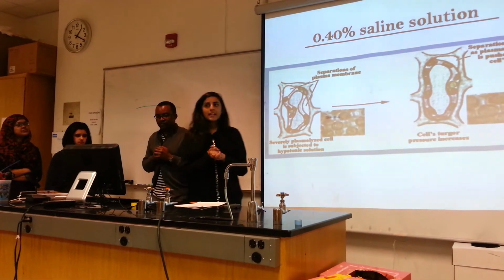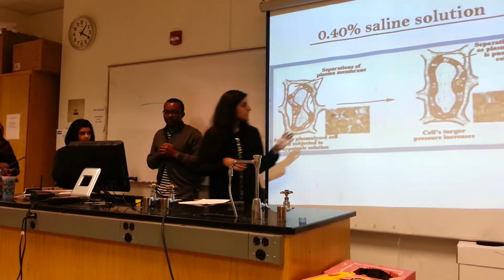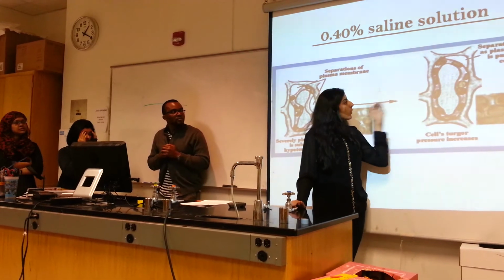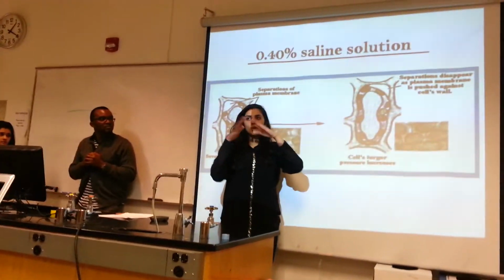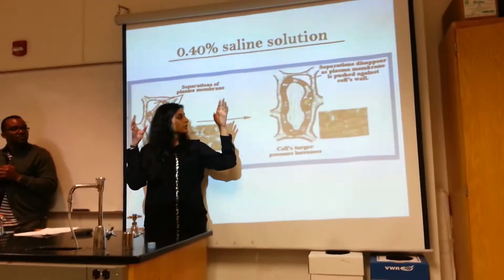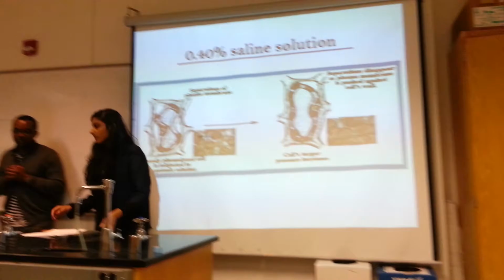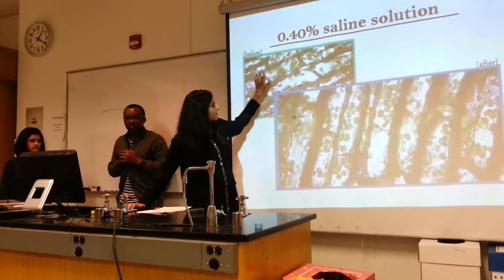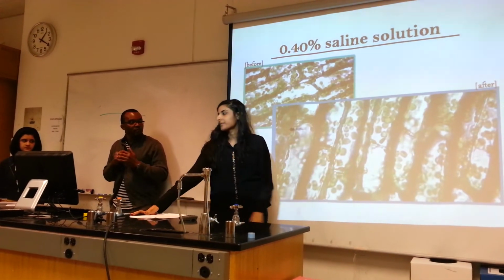When 0.4% saline solution was added, the cell was hypotonic, so the cell expanded and water went in, so the chloroplasts went more toward the cell wall, so they were more centered around the cell wall and not inside. This is before it was added and this is after, so you see how they're collecting toward the walls.